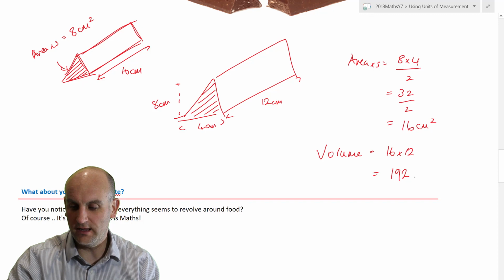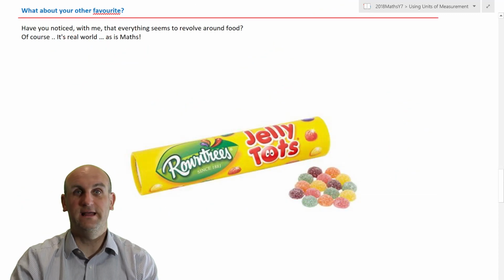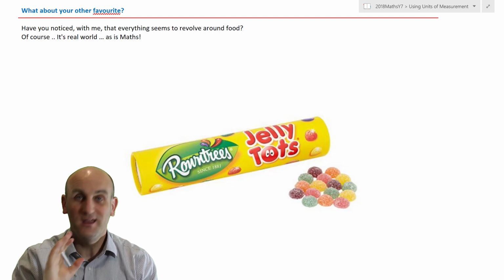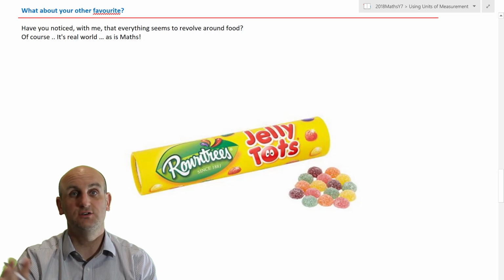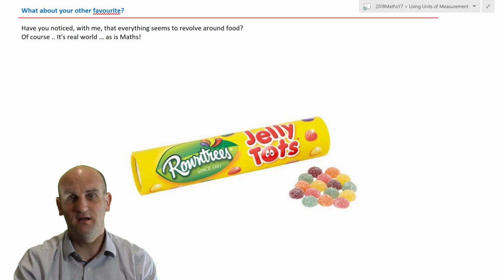So 192. The last part of my lesson really deals with my other favorite sweet, and that is jelly tots. My nan, I love my nan. My nan is amazing, but at Christmas she sends over packets and packets, or tubes and tubes of these jelly tots. And if you don't know what the jelly tot is, you haven't lived. It is sugar, sugar, sugar. Sugar's bad, remember? Sugar is bad. But wow, sugar, it's fabulous.